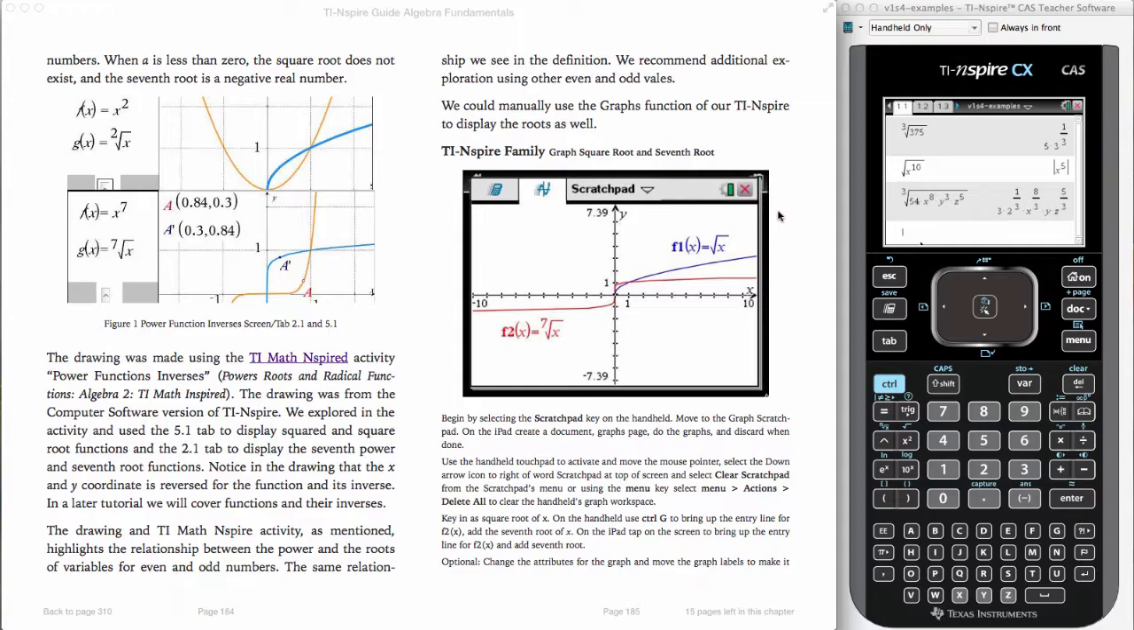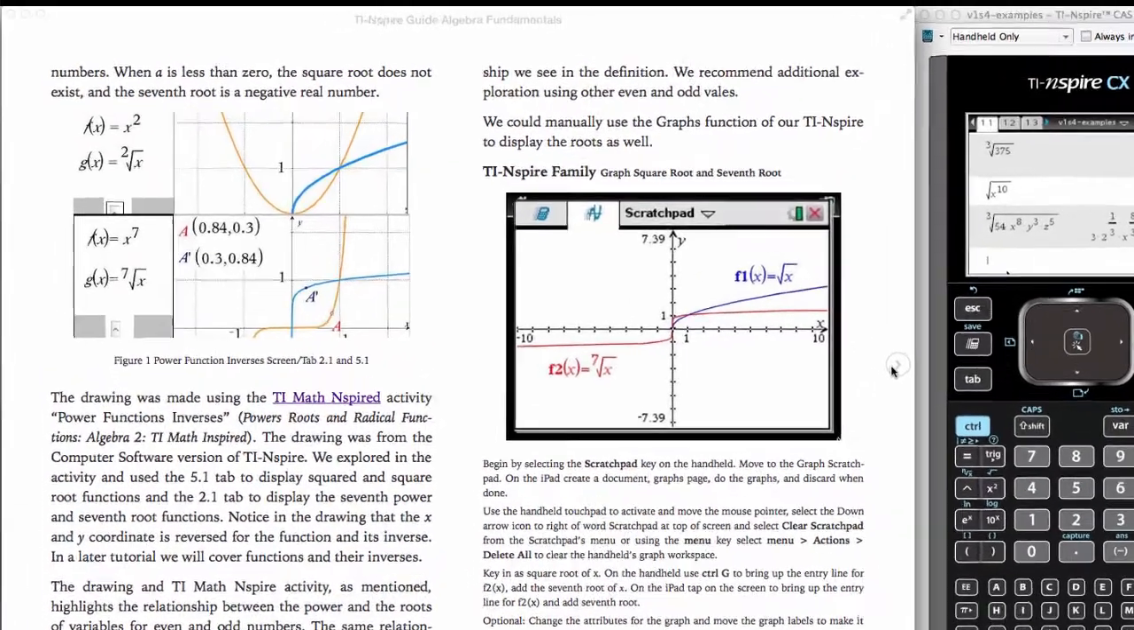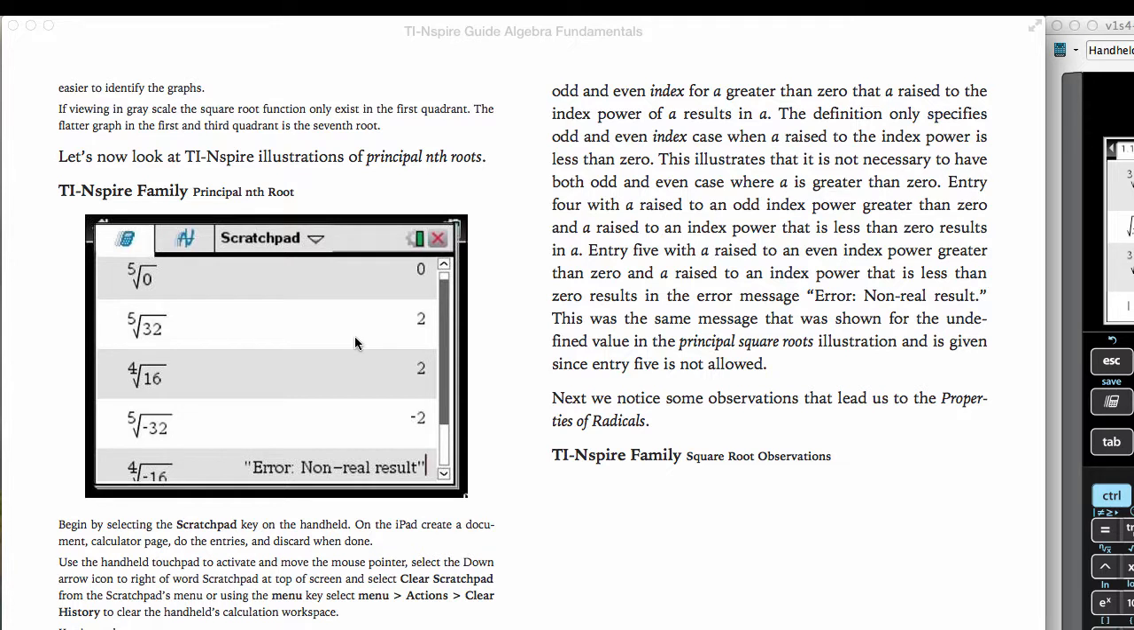Here we see on the next page examples of our principal nth root. The fifth root of 0 is 0. The fifth root of 32 is 2, because 2 times itself 5 times is 32. The fourth root of 16 is 2. The fifth root of a negative number, in this case minus 32, is minus 2. But when we're dealing with an even power, the fourth root of negative 16 turns out to be error, no real result.